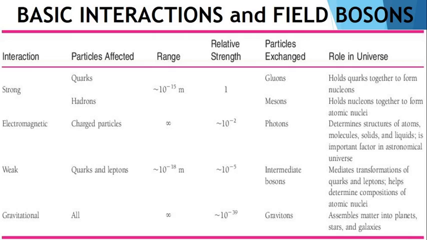So the strong force is the force that exists between the nucleons inside the nucleus. And inside the nucleus, you know that there are protons and neutrons, and these are made up of quarks. So the particles affected by the strong force are quarks. And this strong force is experienced only inside the nucleus. So the radius of the nucleus is its range, that is approximately 10 raised to minus 15 meter. So the range of the strong force is 10 raised to minus 15 meter.